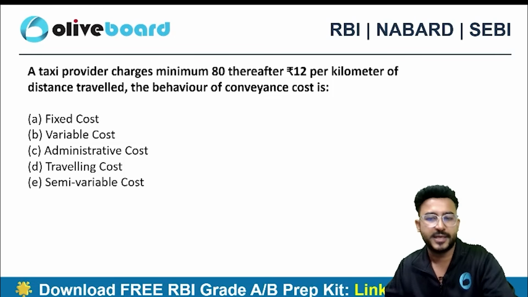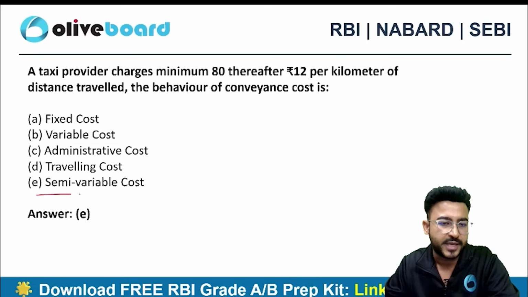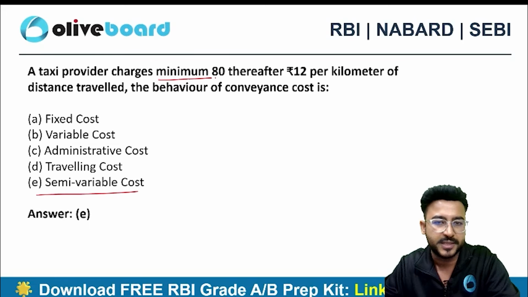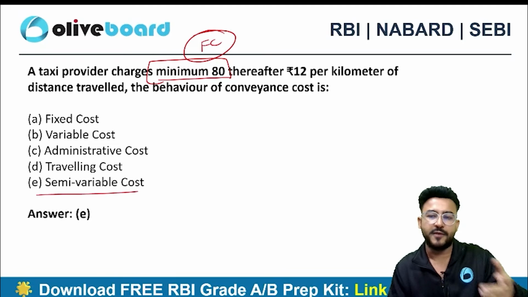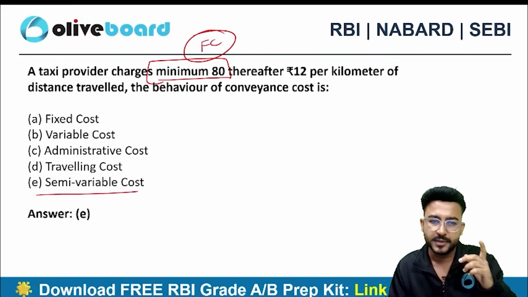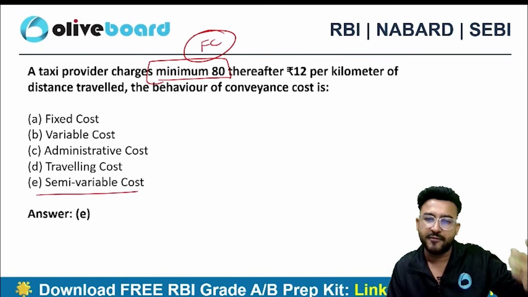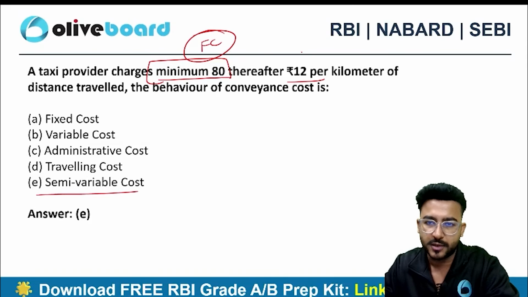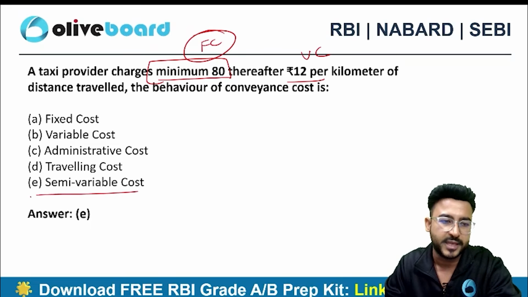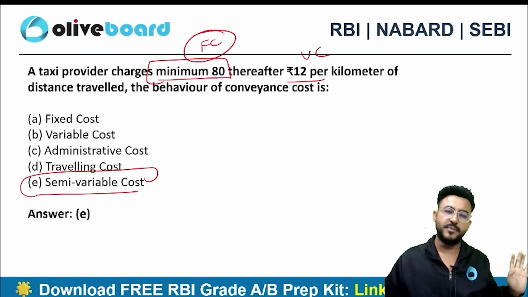The correct choice here is option E, semi-variable cost. Why? Because this will be the fixed cost, the minimum charges. It doesn't matter if you travel 1 kilometer or 100 kilometers, you need to give the bare minimum 80 rupees. And the more you travel, the more will be your variable cost. So this is your semi-variable cost. A part of it is fixed cost and a part of it is variable in nature.